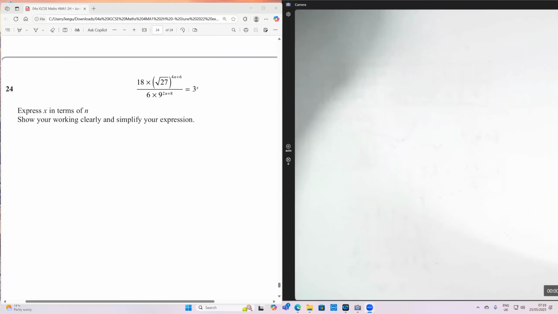Hello everyone and welcome to this question. This is a question on indices and it's suitable for GCSE and A-level of all boards.